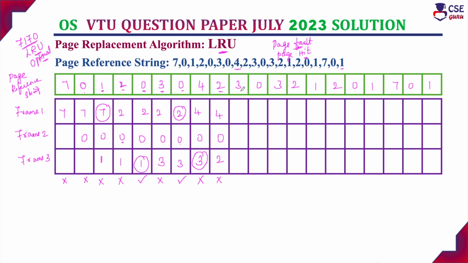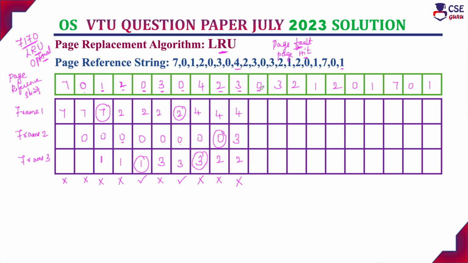Next reference string is 3. 3 is not available in any of these 3 frames. So victim page you have to select. 2 you should not select, 4 you should not select. So obviously 0. So replace 0 with current reference string 3. So 4, 3, 2, this is a page fault.